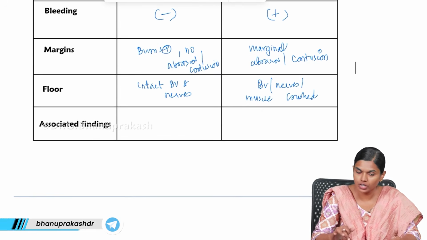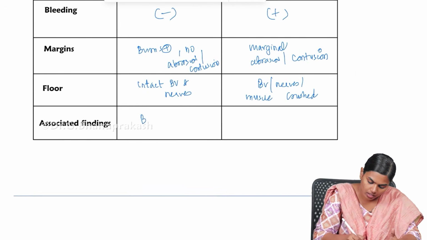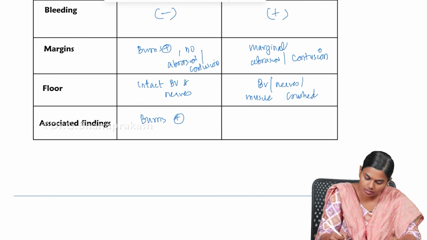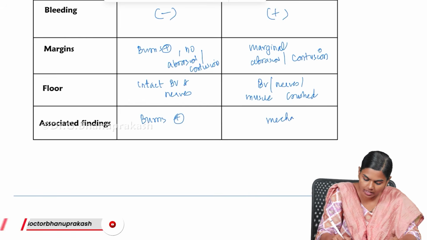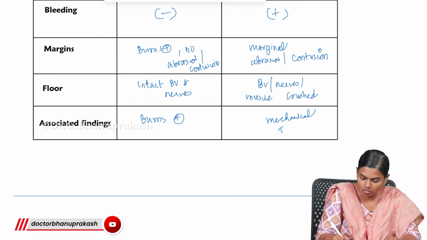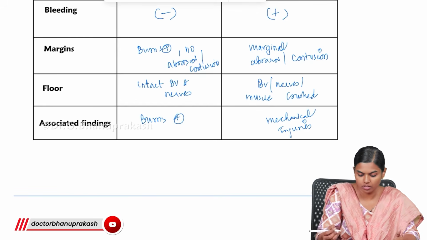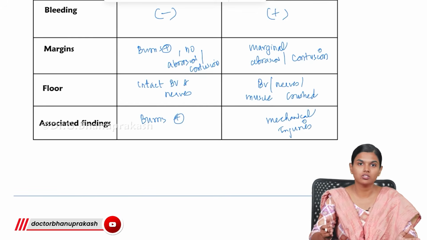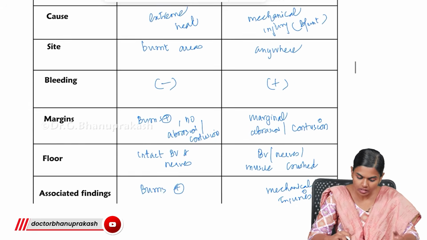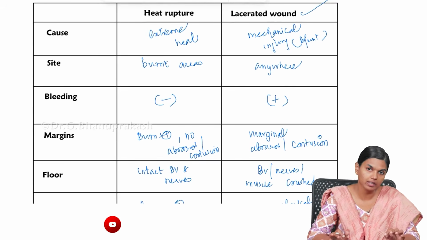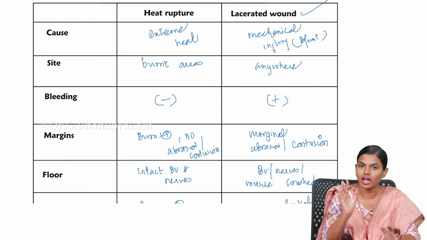And associated findings: there will be burns present here. There will be some other mechanical injuries. Usually you will see mechanical injuries, whereas here you will see the thermal injury, that is your burn. So, this is the main difference between a heat rupture and a lacerated wound.